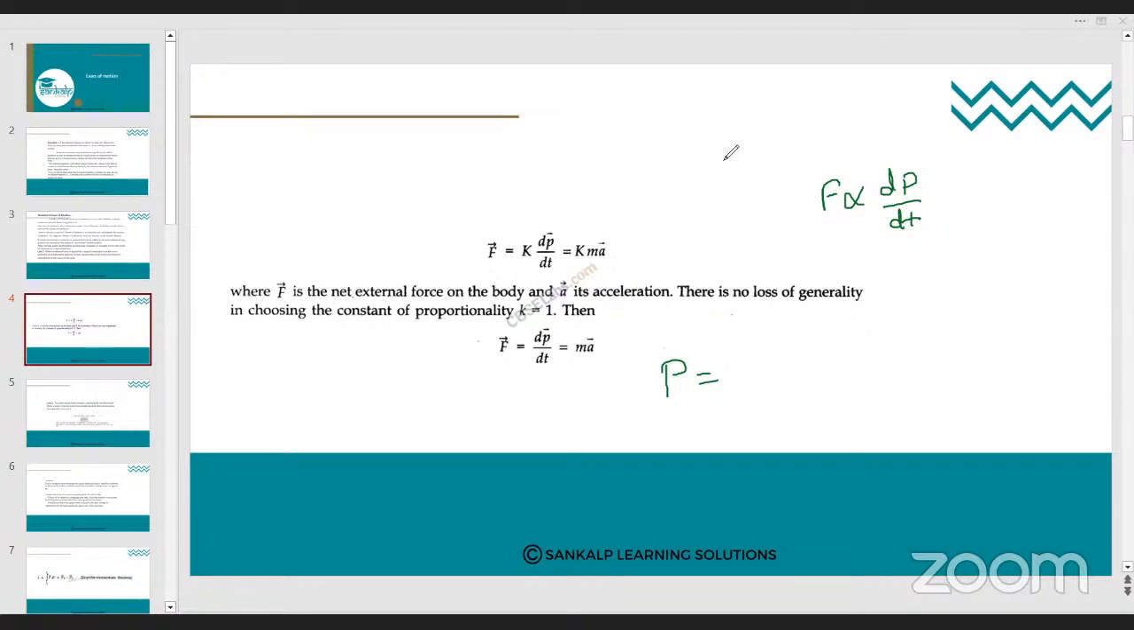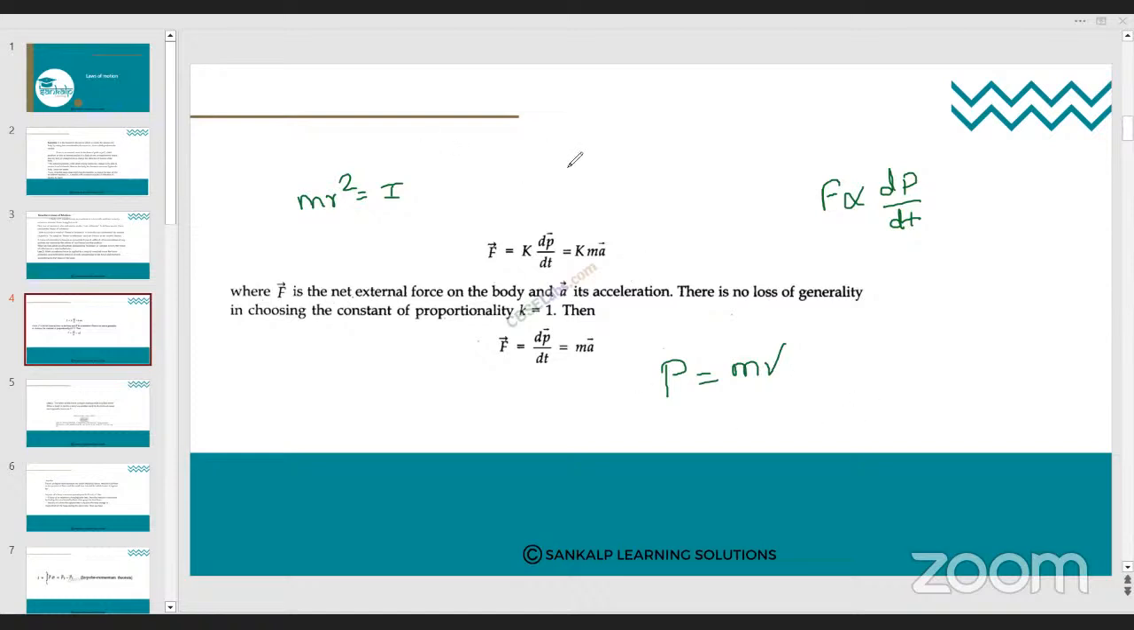Yes, Priya, Srishti. Mass into radius. No, not radius. Radius square, ma'am? No, momentum is equal to mass into what? Mass into r square. That is moment of inertia you are telling. Mr square is moment of inertia. I am asking momentum. Oh, mass into velocity. Yes, it is mass into velocity, correct?